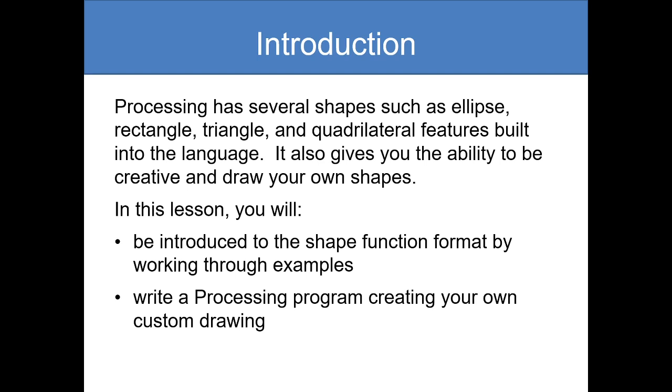Processing has several different shapes that are inherently built into it. It has ellipses, which we can make into circles or ovals. We have rectangles, which can make our squares and our rectangles. We have triangles. We have quadrilateral features built in already. It also gives you the ability to be creative and draw your own shapes.